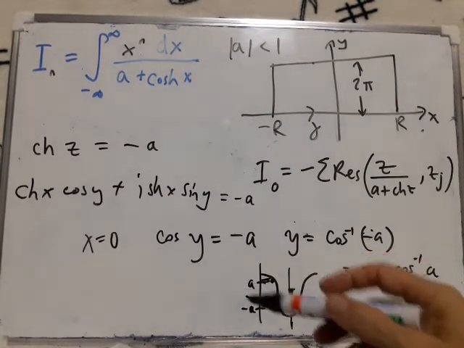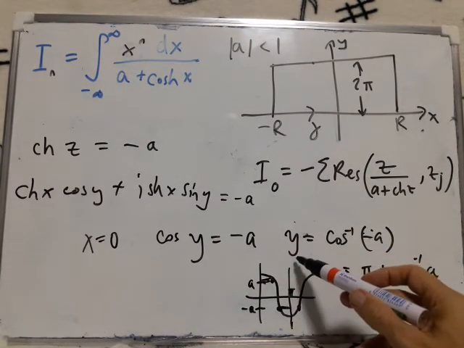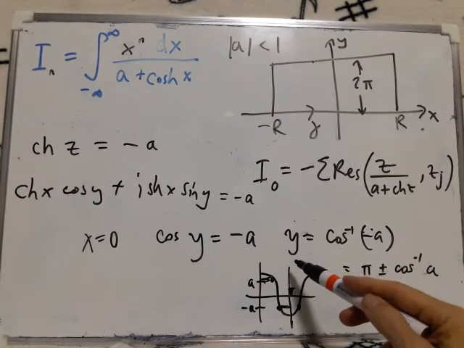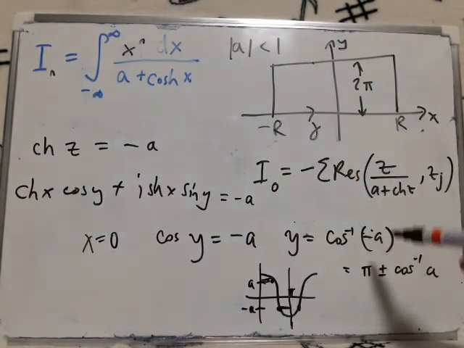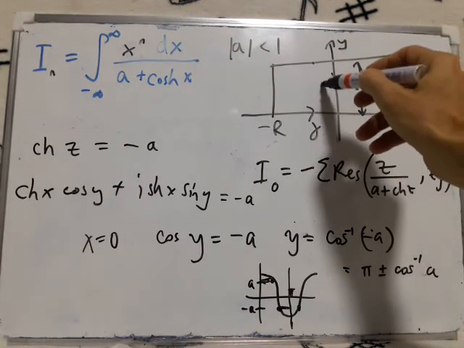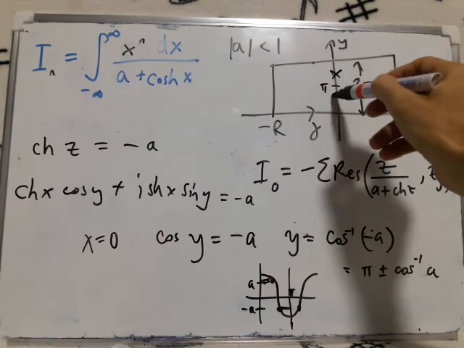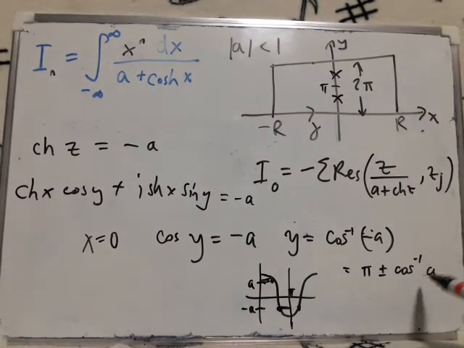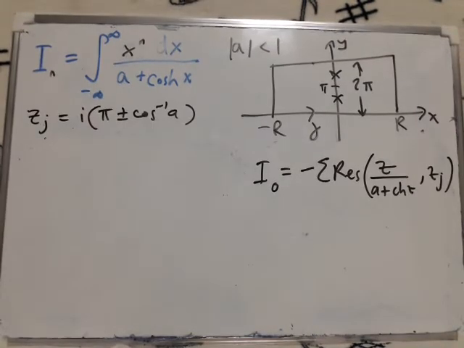So finally, y is the imaginary part of the solution to this. So that means we're going to end up with poles at, this is pi, poles here and here. So the poles are at i times pi plus or minus inverse cos of A. So we need to work out the residue at those poles.